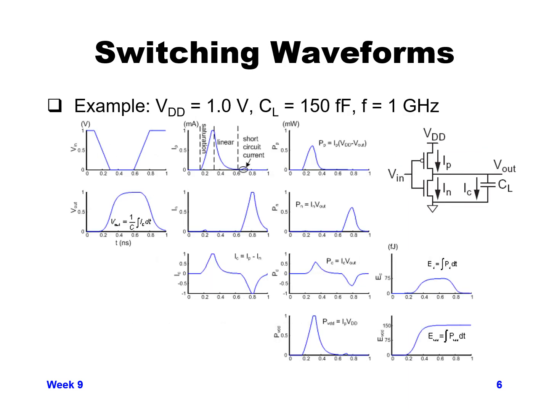So this slide goes into much more graphical detail, showing us what happens in terms of the voltage, current, power, and energy consumption over time as you're charging and discharging a capacitor through an inverter. This example has a VDD of 1 volt, a load capacitance of 150 femtofarads, and we're operating at 1 gigahertz.